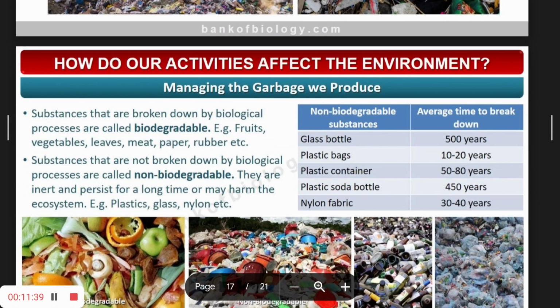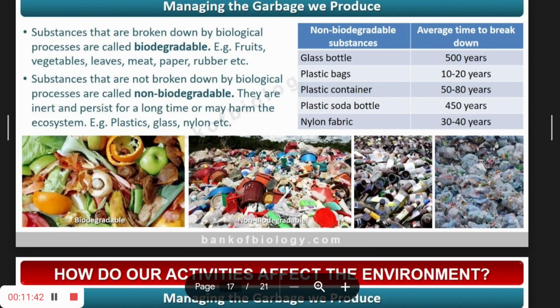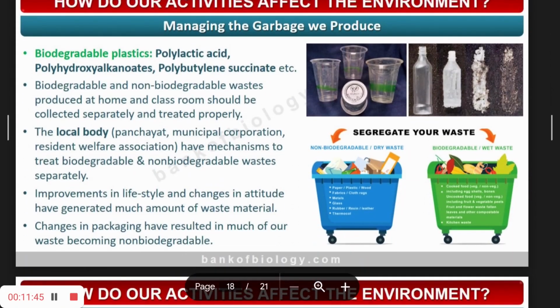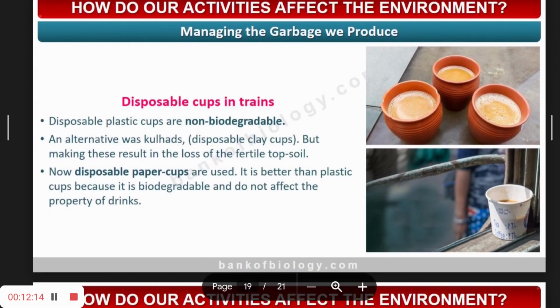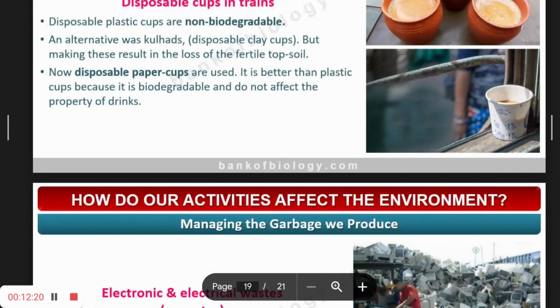So biodegradable means... plastic bag, polythene bag, nylon, all these things are non-biodegradable substances. Next, nowadays we are using biodegradable plastics: polylactic acid, polyhydroxyalkanoates, next polybutylene succinate. Many types of biodegradable plastics we are using. So it is normally beneficial for the environment. Instead of that, we can use matka and paper things for carrying and daily usage.